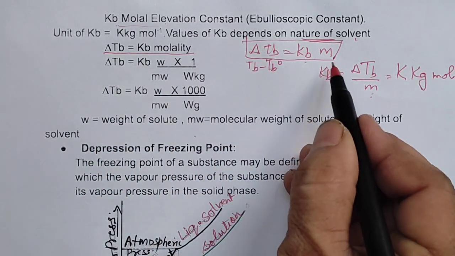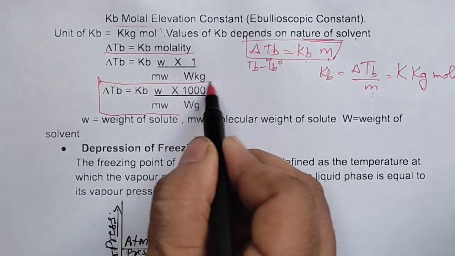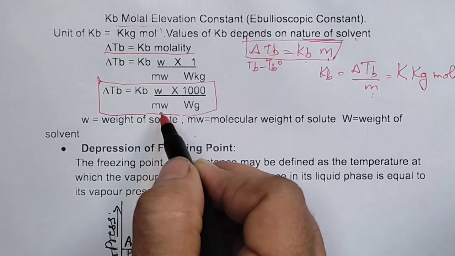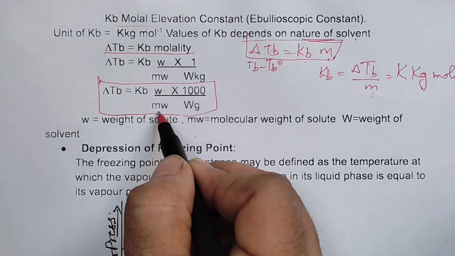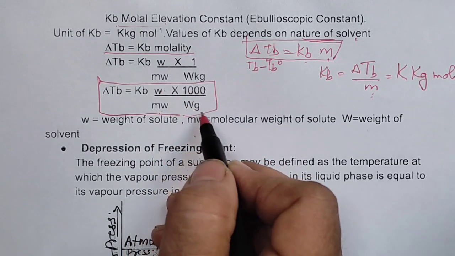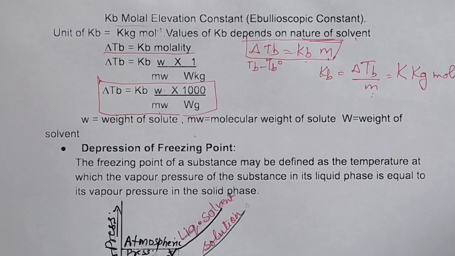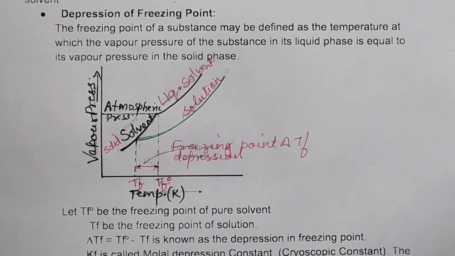If I open up this molality, you'll have delta TB is equal to KB into weight of solute by molecular weight of solute into 1000 divided by weight of solvent in grams. It's solvent, children. Right? So next colligative property is the depression in the freezing point.